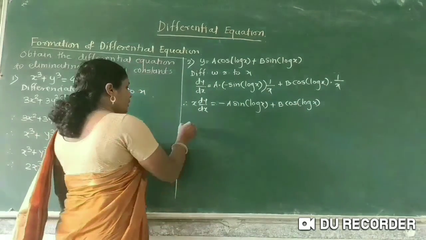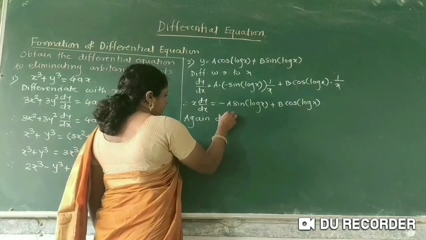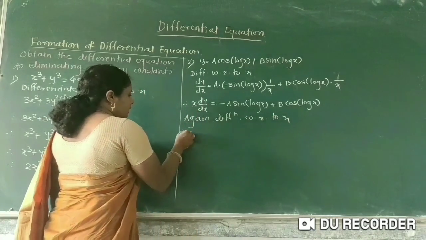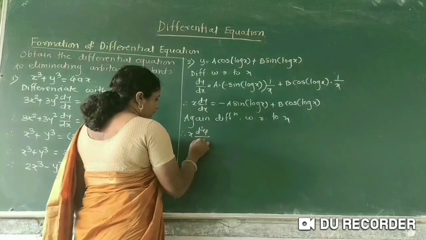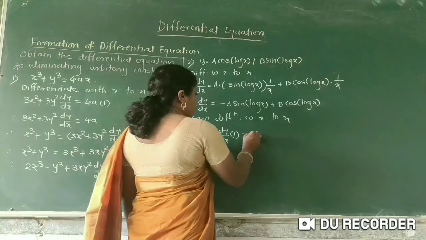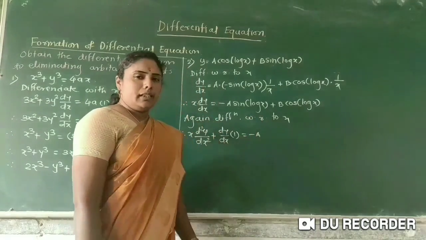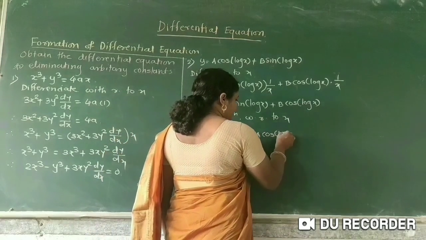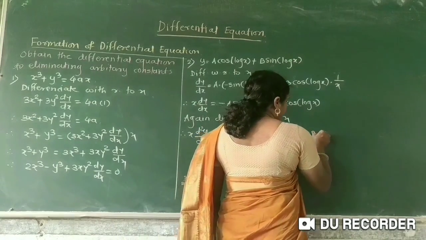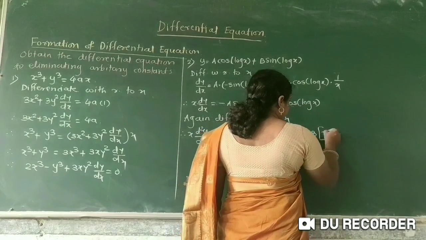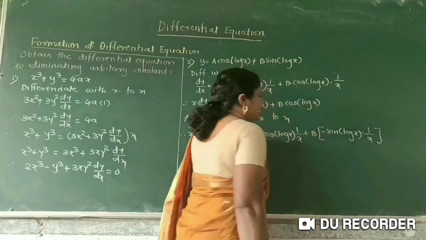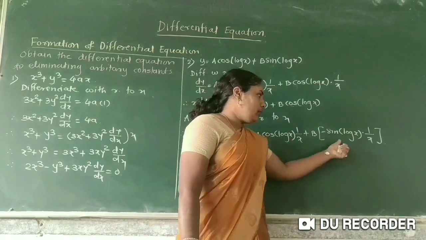Again differentiate with respect to x. Use the product rule here. x into derivative of dy by dx is d2y by dx square, plus dy by dx into derivative of x is 1, is equal to minus a into derivative of sin log x is cos log x into derivative of log x is 1 upon x, plus b into derivative of cos log x is minus sin log x into derivative of log x is 1 upon x. Again both denominators have the term x.